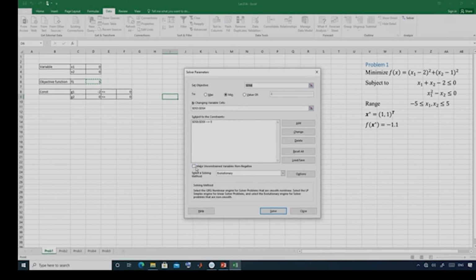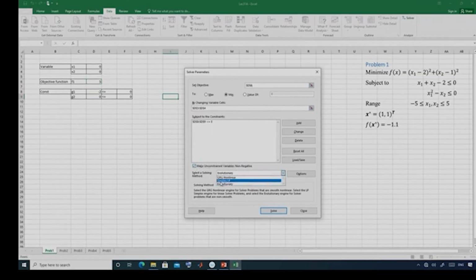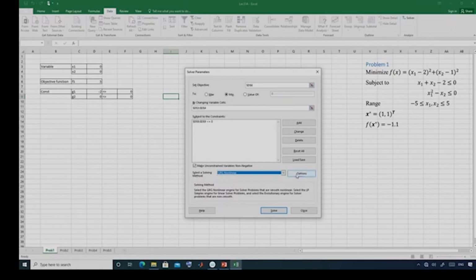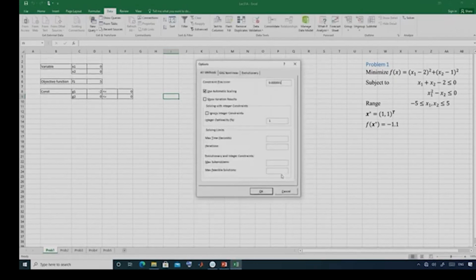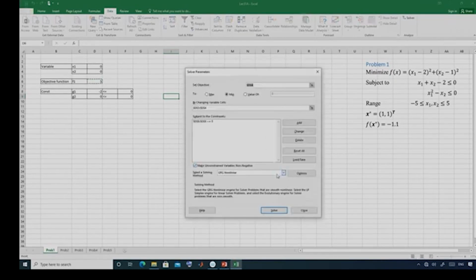and you can make unconstrained variables non-negative. I will mainly use the simplex, I will use the GRG nonlinear method. Okay. So that I will use. You can change the options here, but I am not going to change them right now. I will use the default values and just see whether I am getting the solution or not.